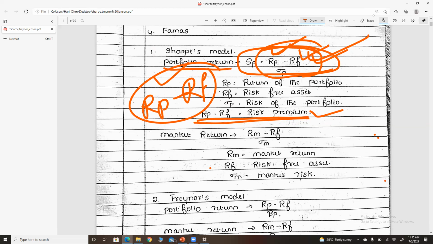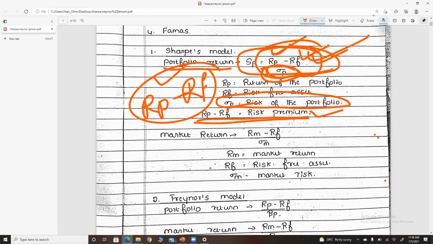Clear? Then what about this standard deviation P? Standard deviation P is nothing but the risk involved in that particular portfolio, because you are investing in a portfolio, not a risk-free asset. If you invest in a risk-free asset, risk is less. If you invest in a portfolio or in a group of securities, then you have more risk. That risk is nothing but standard deviation P, or risk of the portfolio. Hope you are clear?